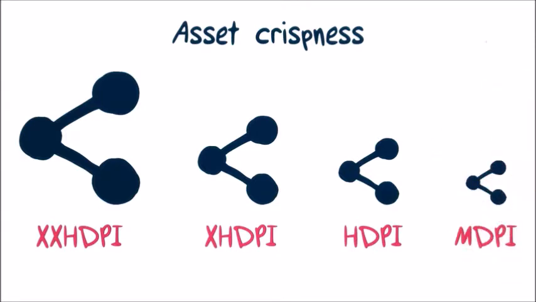The good news is there are lots of great tools out there for automatically creating graphics for all the major density buckets when you're creating your app. One example that's useful for icons is the Android Asset Studio. Check the instructor notes for a link.